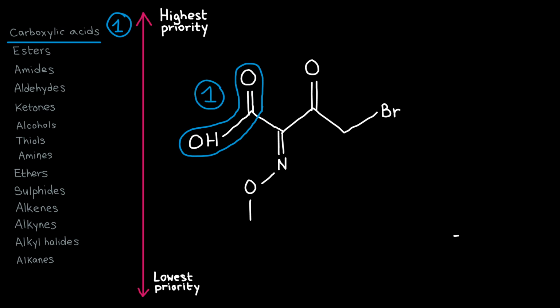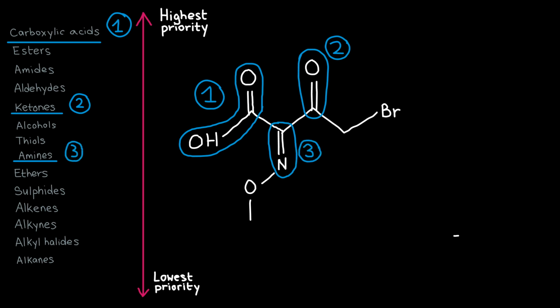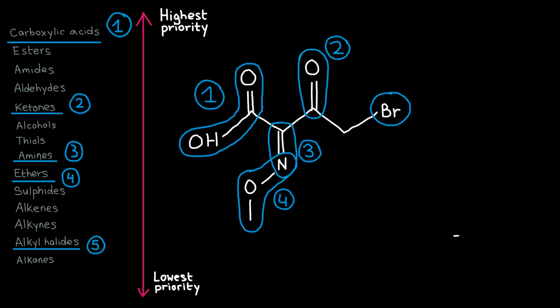Esters, no. No amides, no aldehydes, but we do have ketones, and there's a ketone right here, so that's going to be second priority. We don't have any alcohols, no thiols, amines. There's an amine right here, third priority. Ethers, there's an ether right here, that is fourth priority. Moving down, sulfides, alkenes, alkynes, we have an alkyl halide, bromine, right here. And it's going to be fifth and final priority.